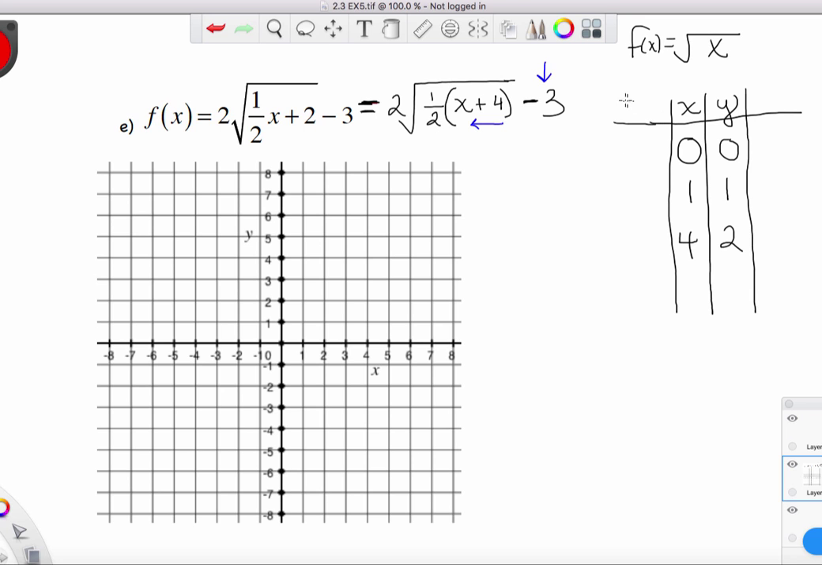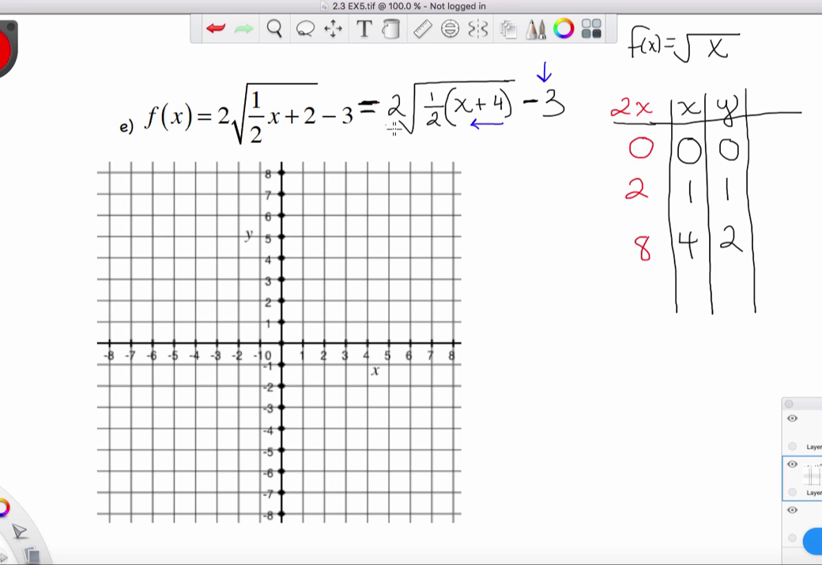And so I'm going to take my x values and double them. You get 0, 2, and then 8. So it's going to make my x movement twice as far out as it normally would. It's going to be a horizontal stretch. I'm going to bring each x out farther than it normally was.